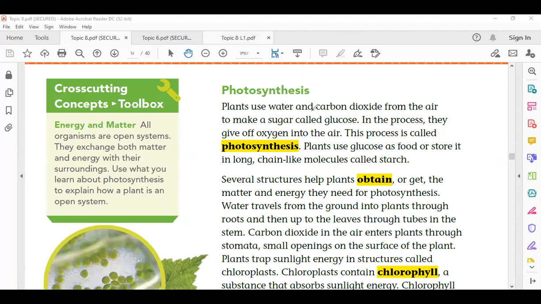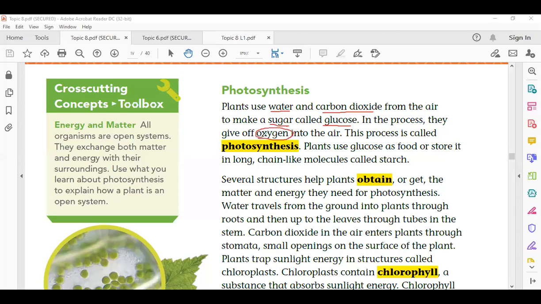Okay, what do plants need in photosynthesis? They need carbon dioxide, which they get from air, and water, which they get from soil, and energy from the sun, and the sun is always available. Plants use water and carbon dioxide from the air to make sugar. Now they convert water, carbon dioxide, and energy from the sun into sugar. This sugar is called glucose. And in this process, plants always release oxygen, which goes to the atmosphere.